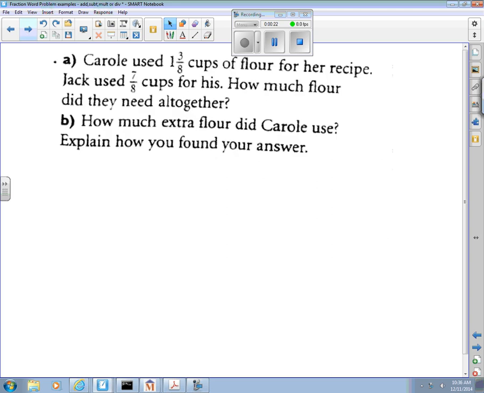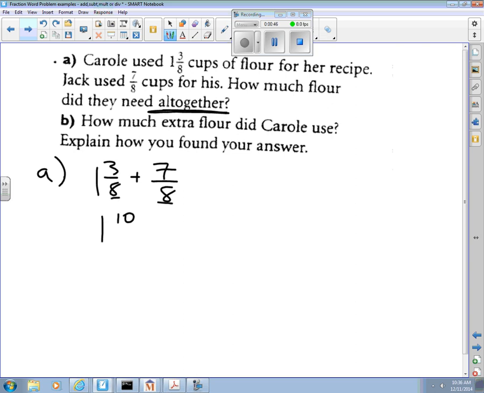This one has a nice keyword in it that tells you what to do. Carol used 1 3/8 cups of flour for her recipe. Jack used 7/8 cups for his. How much flour did they need altogether? The word altogether is telling us to add. So in the A part of the problem, I'm going to have 1 3/8 added to 7/8. I already have a common denominator, which makes this a nice easy 1 10/8. I can't leave the answer like that, though, so I'm going to have to realize that 10/8 is another 1 2/8. So I have 2 2/8, which simplifies to 2 1/4 cups. So the answer to A is 2 1/4.